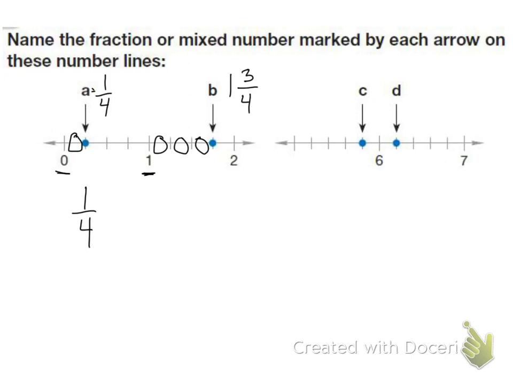On C, for the second one, let's see how many spaces we have. 1, 2, 3, 4, 5. So this number line is broken up into 5ths. Now C comes before the 6, and I don't have another number over here, but I know that 5 comes before 6. So C has to be 5 and a fraction. So how many spaces are there? 1, 2, 3, 4. So C is equal to 5 4/5. And then D, there's just 1 space after the 6, so D is equal to 6 1/5.